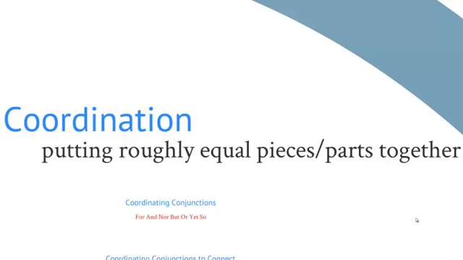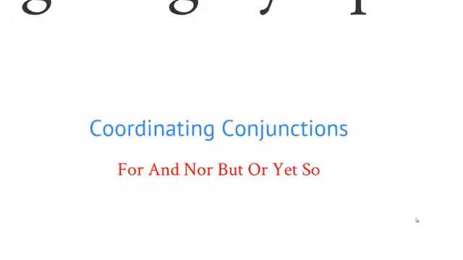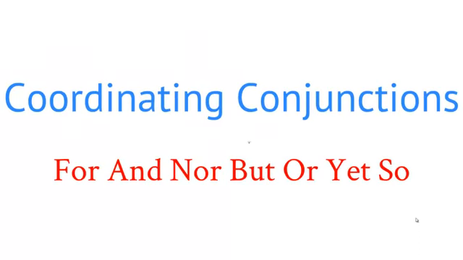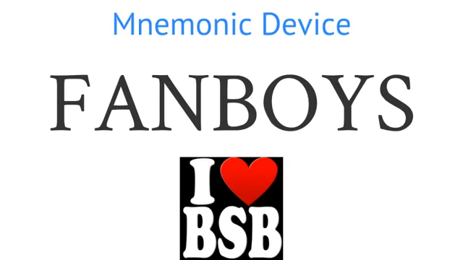So I'm taking two parts that are of the same length or the same type, and I'm going to put them together. We use coordinating conjunctions to do this. These are words like for, and, nor, but, or, yet, and so. One way to remember the coordinating conjunctions is the use of a mnemonic device, a memory device. The first letter of each of those words, for, and, nor, but, or, yet, so, spells out fanboys.